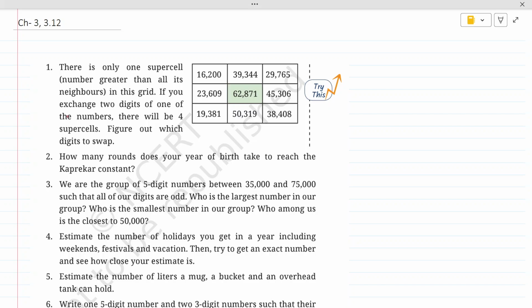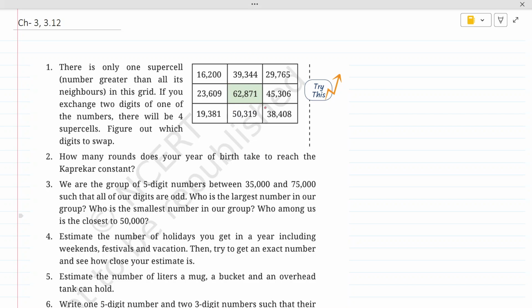Now if you exchange two digits of one of the numbers, so if in this whole grid we swap any two digits, swap meaning we change the place of any two digits, then this grid will have four supercells. Okay, so let us try to figure out which digits we have to swap here.